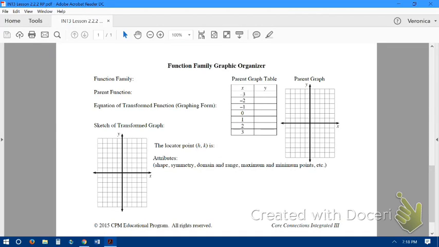Okay, guys, we're making our way. We're done with 3 families. Now let's work on the 4th one. This is a rational function. That's the name of the family.